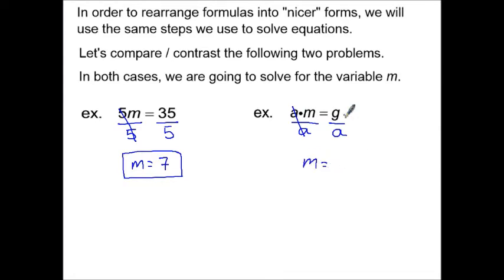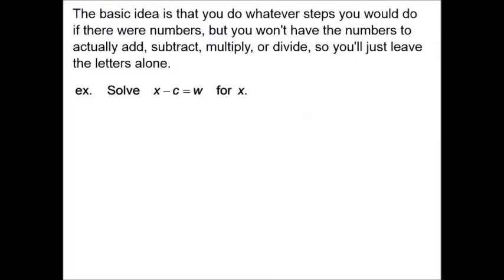Now I have to figure out what g divided by a is. Well, I don't know what g divided by a is, because those are both letters. Of course, if I had numbers, I could actually divide them, but I don't. So all you do is leave the g on top, right where it is, put the a on the bottom, right where it is, and that's as far as you can go. So in this particular formula, m equals g divided by a. And now if I was told what g and a were, I could easily figure out m. So the basic idea is that you do whatever steps you would do if there were numbers, but you won't have the numbers to actually add, subtract, multiply, or divide, so you just leave the letters alone.